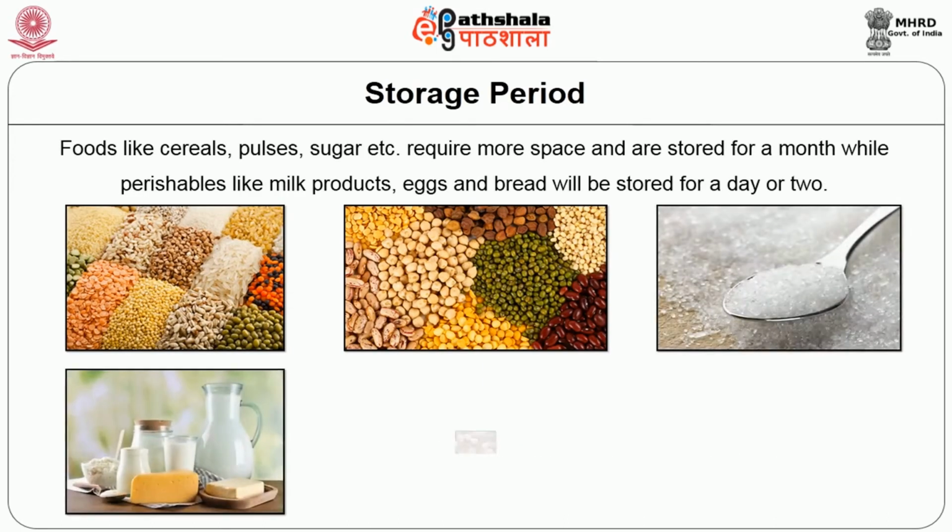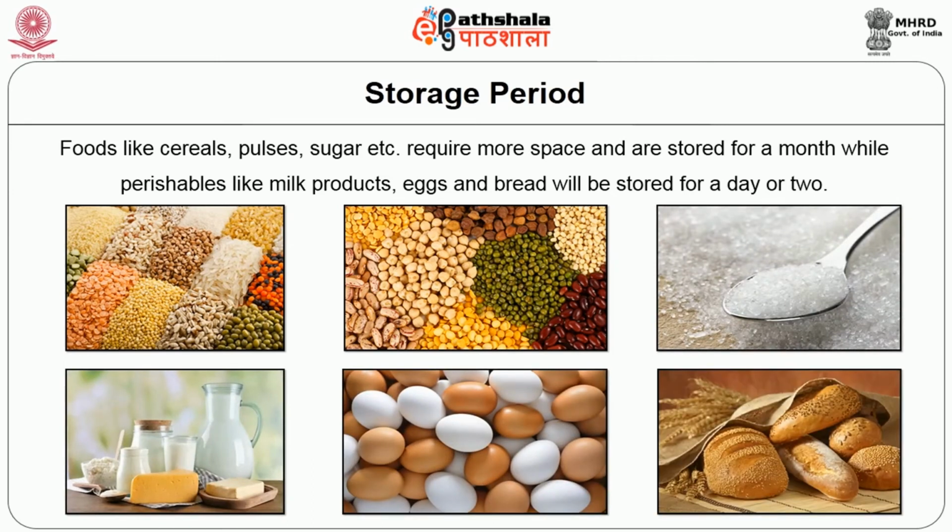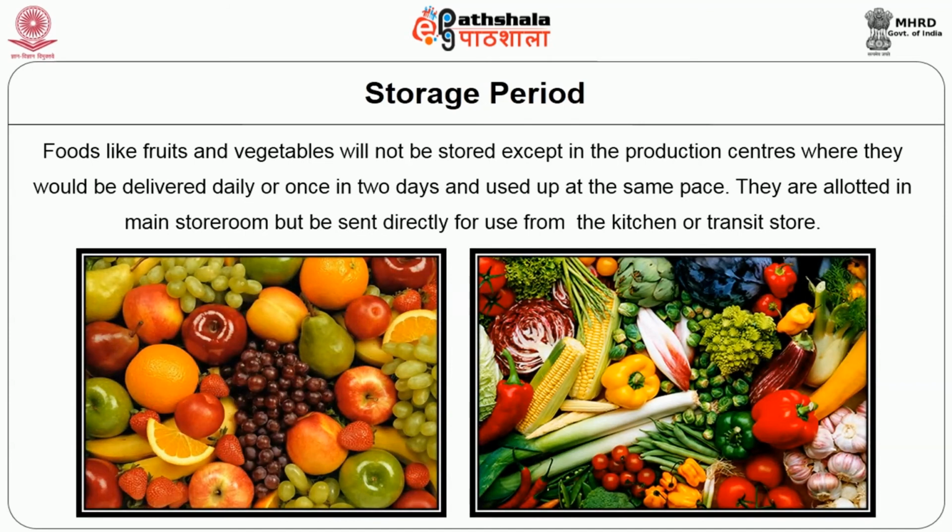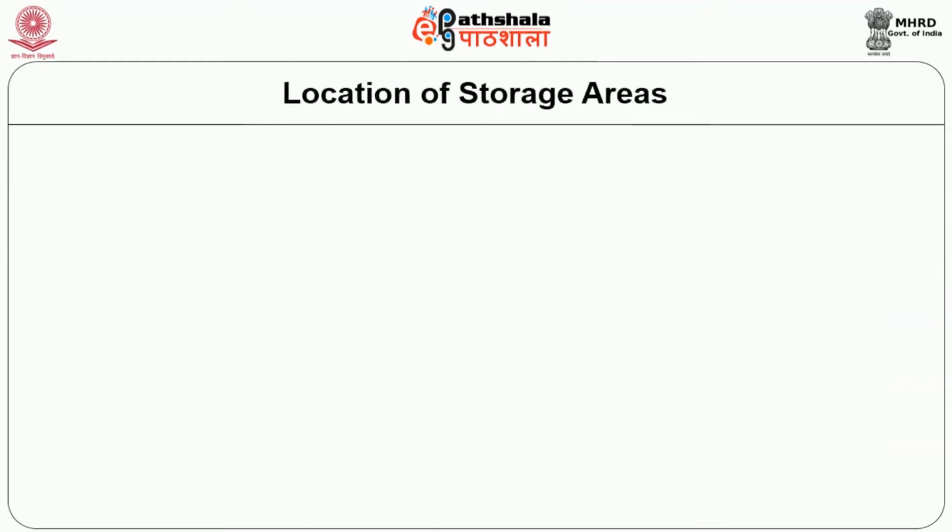Foods like cereals, grains, sugar, etc. require more space and are to be stored for a month, while perishables like milk products, eggs and bread will be stored for a day or two. Foods like fruits and vegetables will not be stored except in the production centers, where they would be delivered daily or once in 2 days and used up at the same pace. They are allotted in the main storeroom but sent directly for use from the kitchen or the transit store.